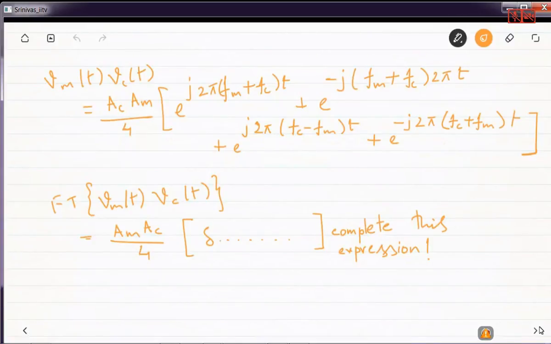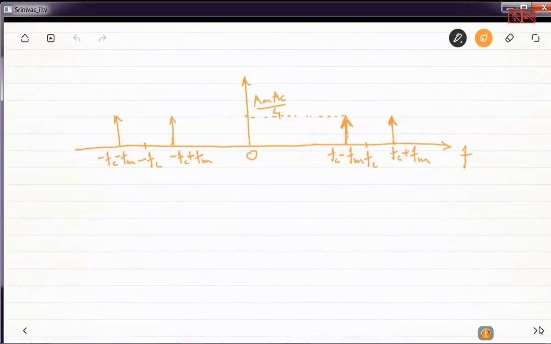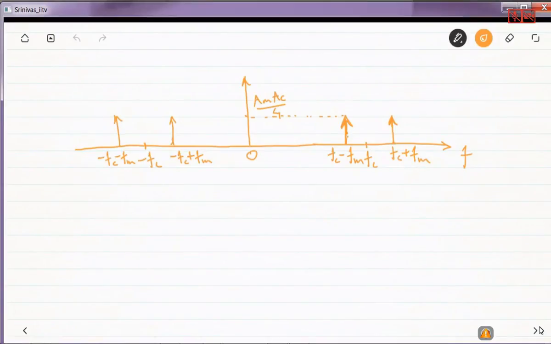Right. So in this spectrum, you don't have anything around Fm. There is nothing called Fm here. There is no impulse in the original spectrum of the message signal. There is an impulse at Fm here, and an impulse at minus Fm here. But now this Fm got translated into the frequencies Fc minus Fm and Fc plus Fm.